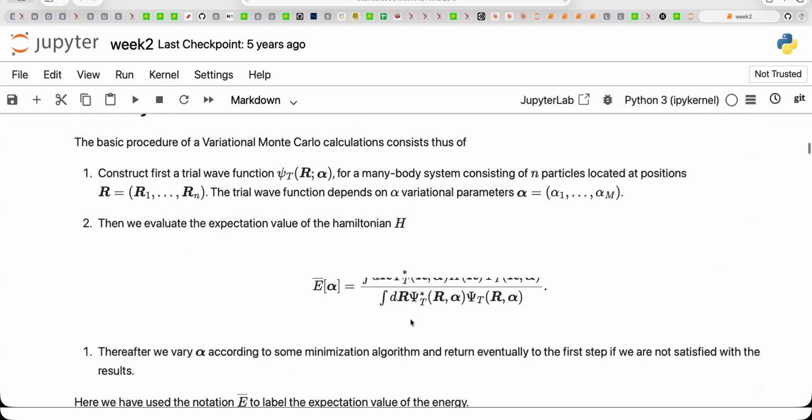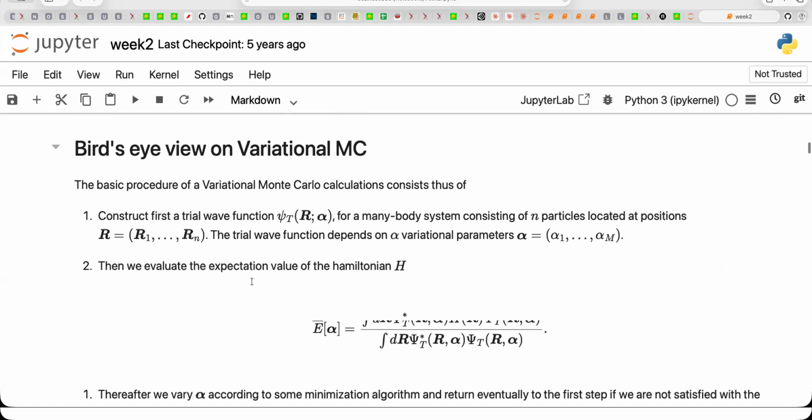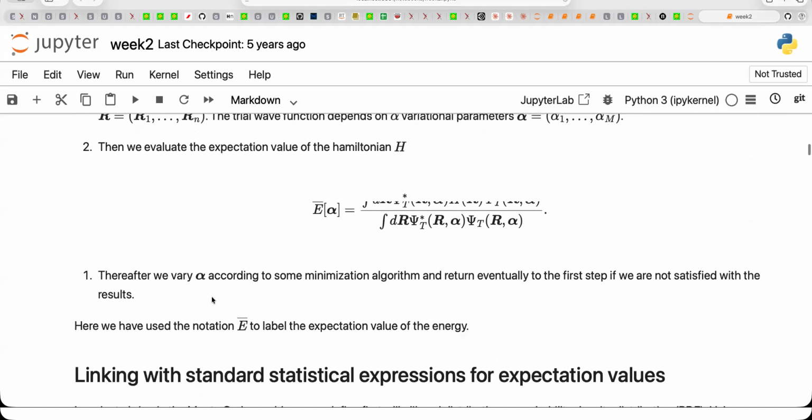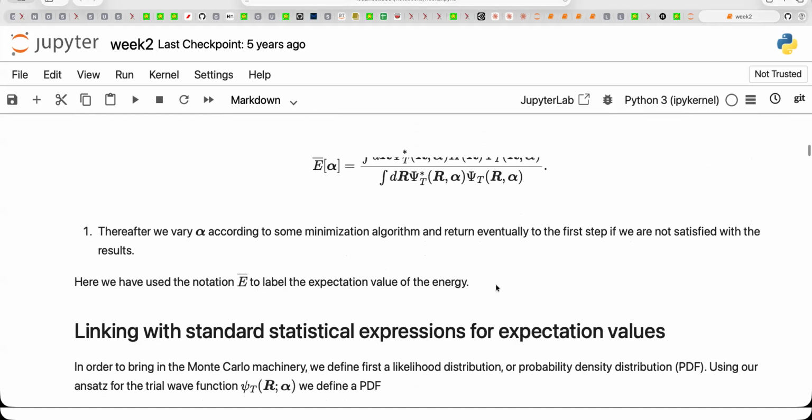So here is a bird's eye view of what we are doing. You would construct a trial wave function for a many-body system consisting of n particles located at different positions. The trial wave function depends on these parameters alpha. You evaluate the expectation value. Thereafter, you vary alpha according to some minimization algorithm, and then you return to the first step. And this is the basic procedure here.